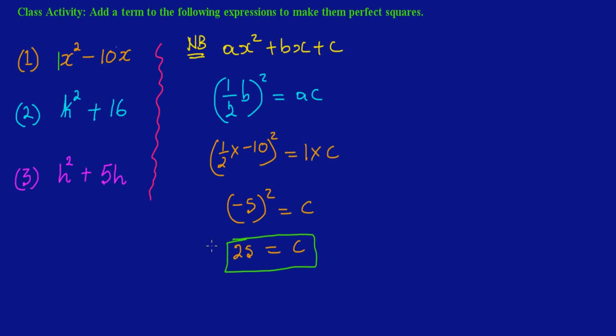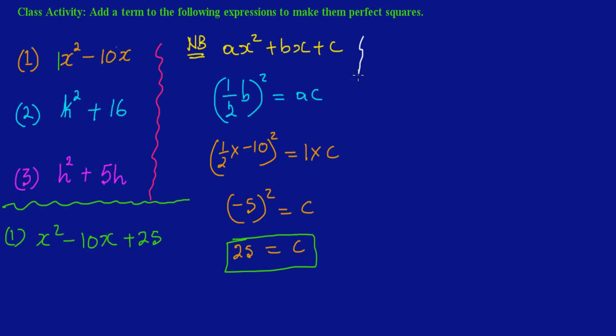So for question 1, we have now found the value of c, so we can rewrite by saying x squared minus 10x plus 25 would make question 1 a perfect square. So the missing term that we had found here is 25. Now let's move on to question number 2.